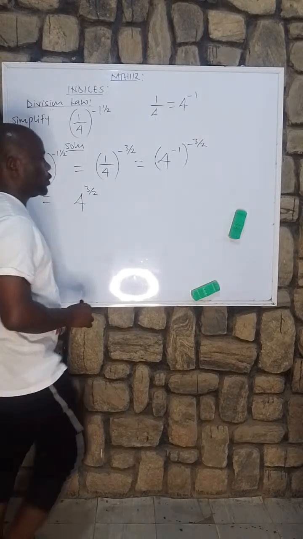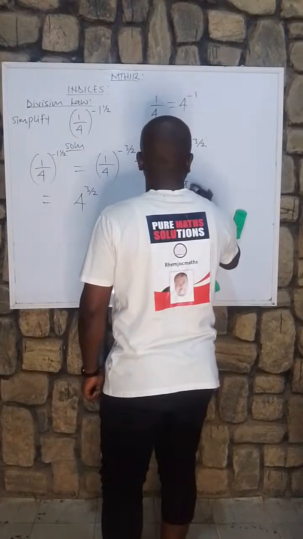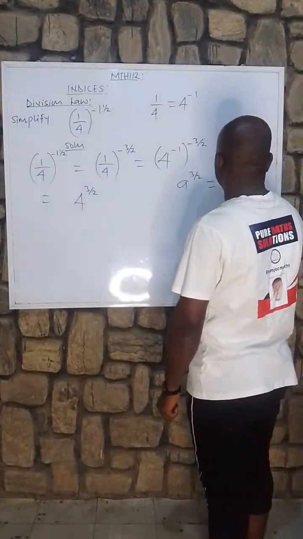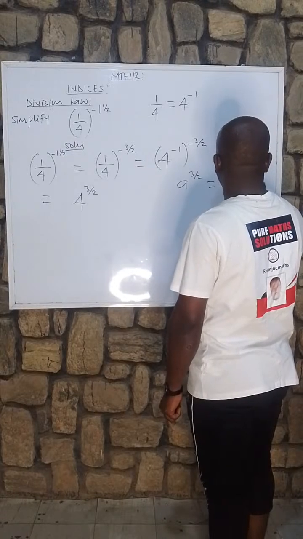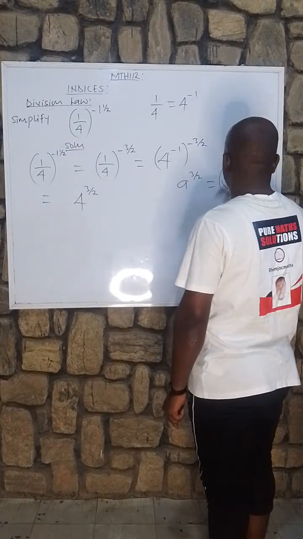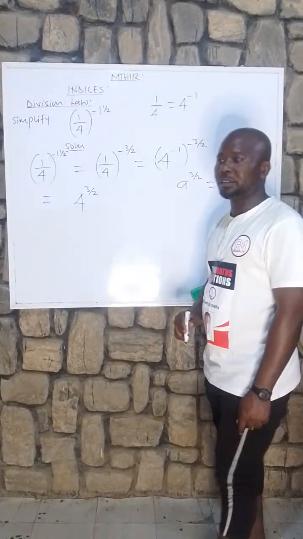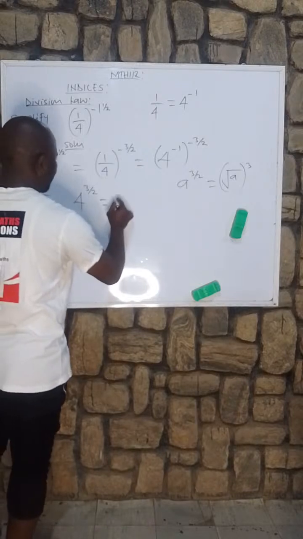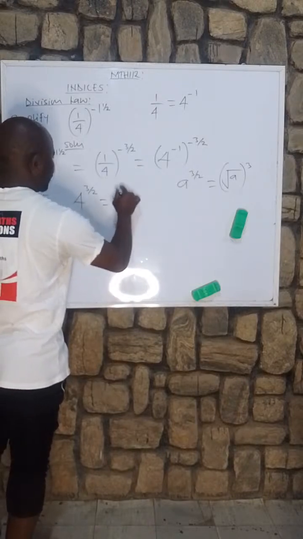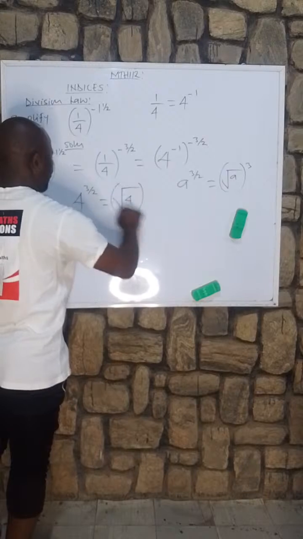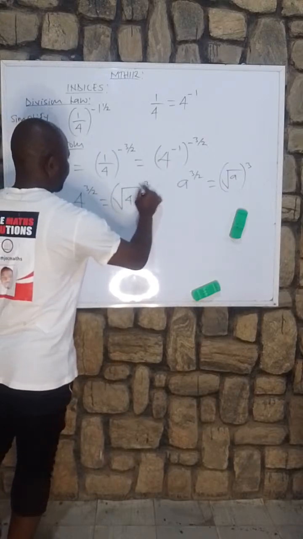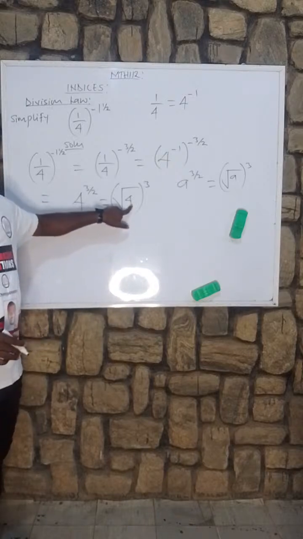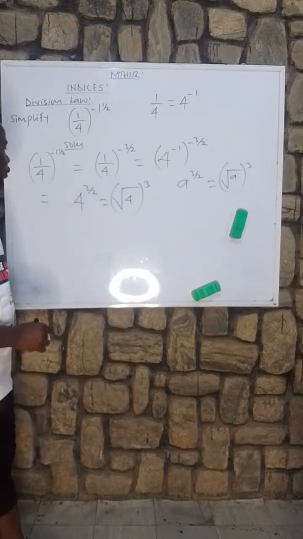Then, you know, if we have a raised to the power of 3 all over 2, this is the same thing as the square root of a, raised to the power of 3. Take note. So if you can see what I am saying, this is the same thing as the square root of 4, raised to the power of 3. Then, like I said, the square root of 4.